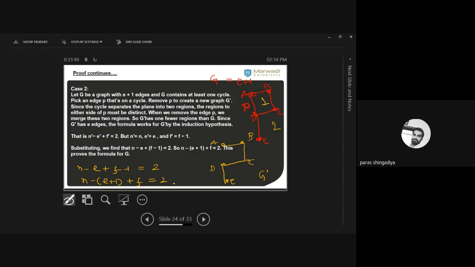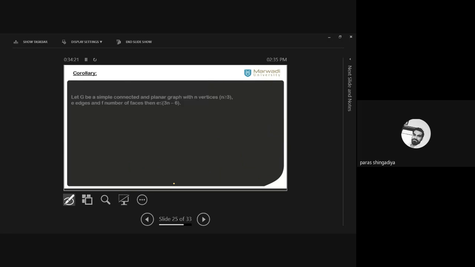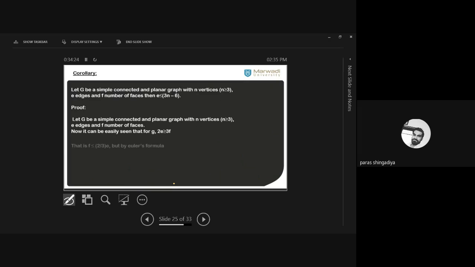Is there any confusion in the proof? Any doubt, please ask. We'll revise it. And then after you can verify this formula, which we already verified in the last lecture. You can consider one of the planar graphs, and as per the planar graph, you can verify it.